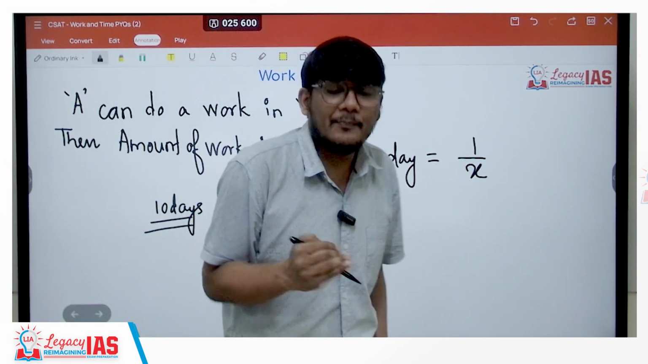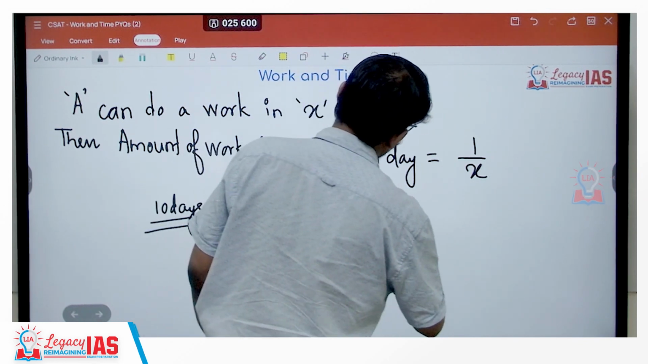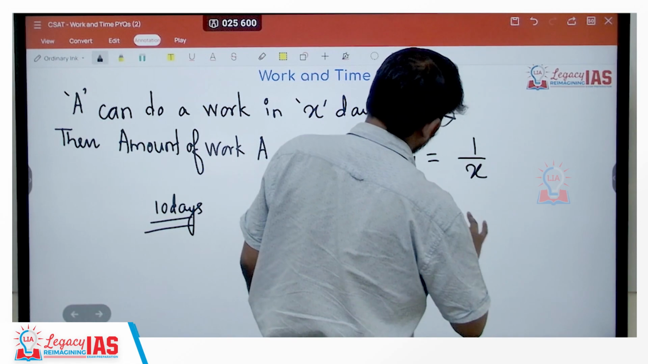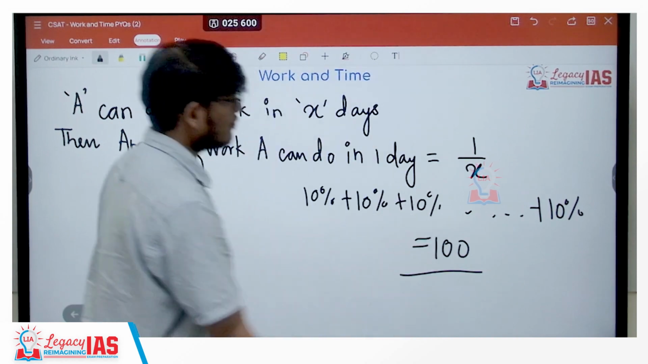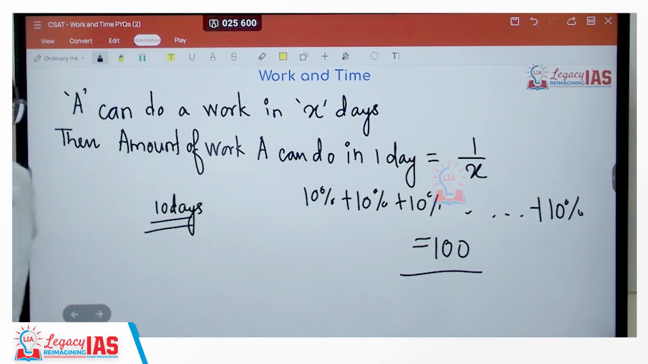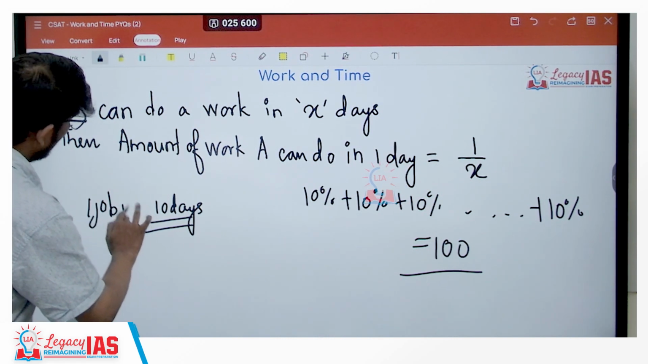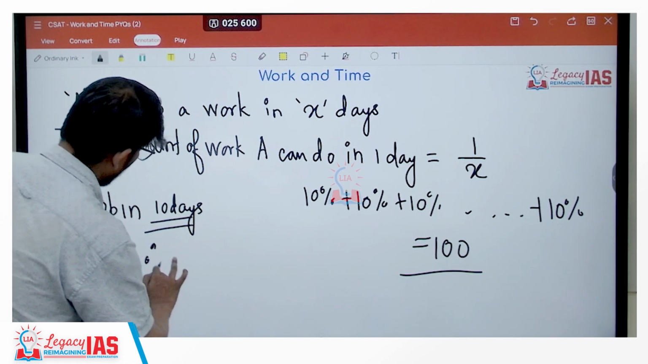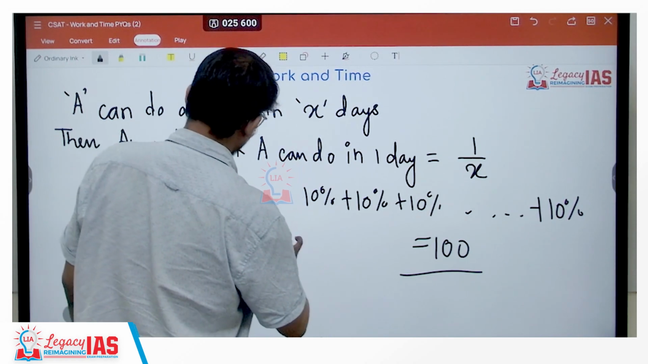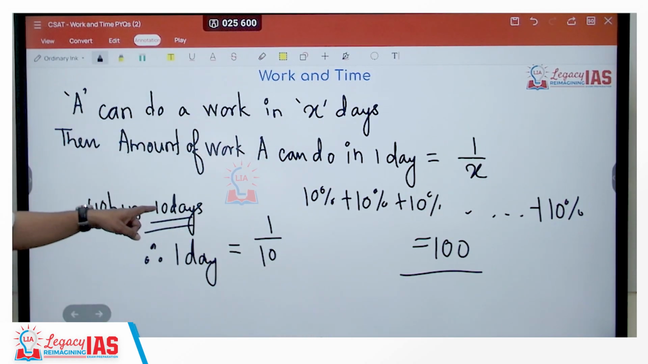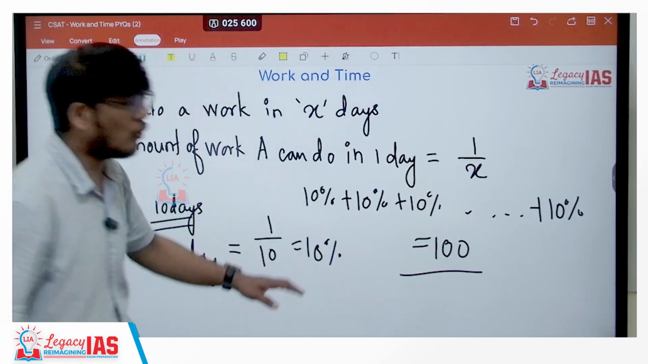I am doing 10% of the job every day. That is why if you add 10% 10 times, then the total would be 100. Now, how did this 10% come from? Since I am doing one job in 10 days, my 1 day work will be 1 upon the number of days I am going to take to do the complete job. So 1 by 10 gives you what? 10%. Right? I hope this is clear.